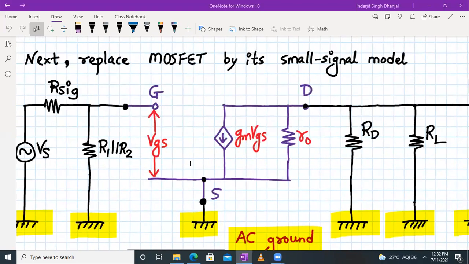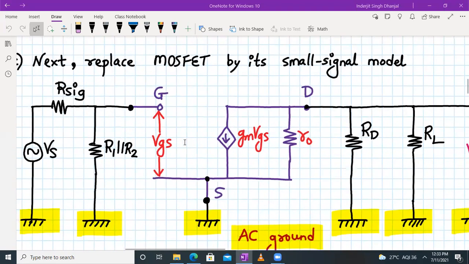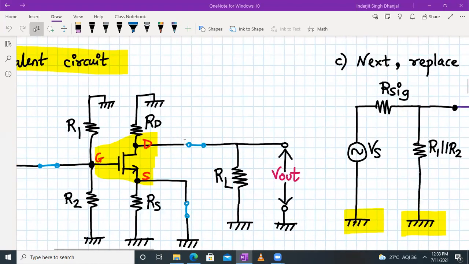Between gate and source, it is open circuit. We have just a voltage VGS. Between drain and source, we have a dependent current source, whose value is given by gm into VGS. It is nothing but your small signal current ID. And we have RO, which is taking care of the output impedance in the characteristics. So this purple color thing which you see over here is my small signal hybrid pi model for the MOSFET. So here it is, same thing.